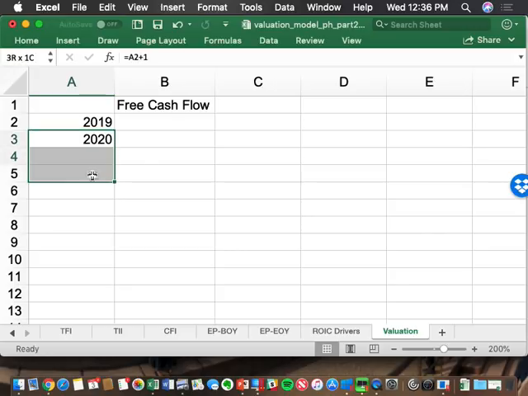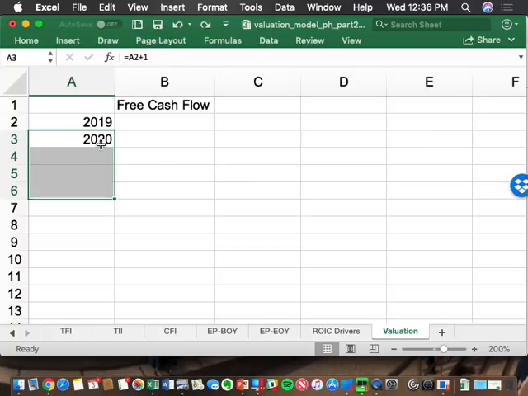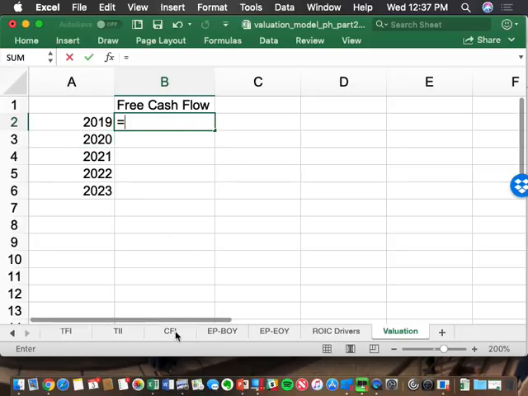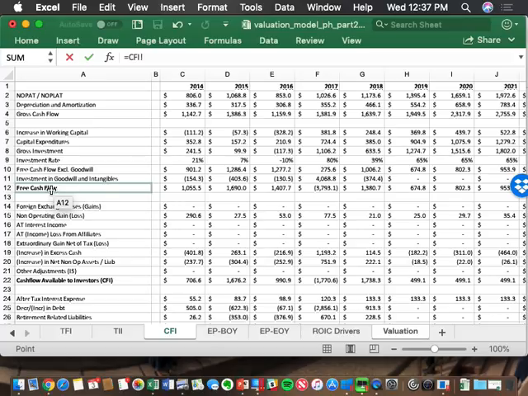And I'm just going to copy that down 3 more years, so we basically have 5 forecast years, which we're now going to put in our free cash flow forecast. All right? So the free cash flow was actually forecasted off the CFI tab. So for the 2019 forecasted free cash flow, in cell B2, equals, from the CFI tab, free cash flow is row 12, and the first forecast year was H, so H12 is the first forecasted year of free cash flow.